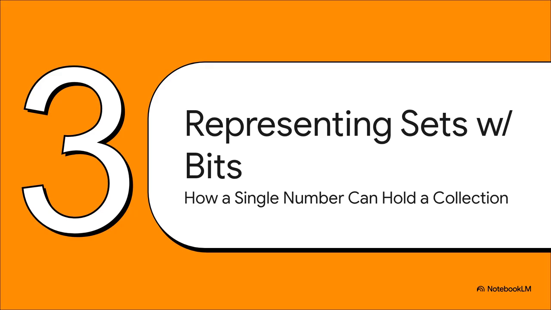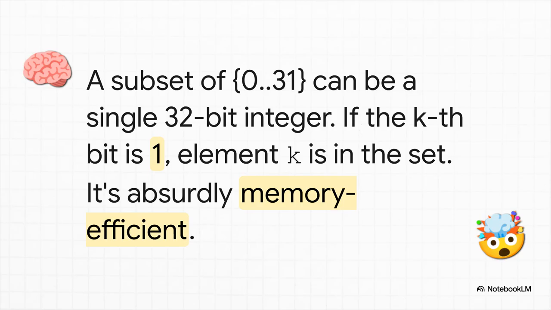All right, prepare to have your mind blown a little bit. We can take these simple operations and build something incredibly powerful. We can actually represent an entire set of things using just one single number. This amazing technique is called bit masking. So here's the core idea. A 32-bit integer has, well, 32 positions, right? We can map each of those positions to an item.